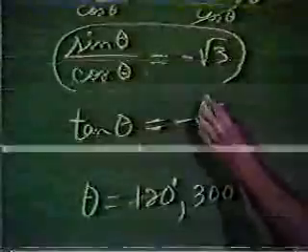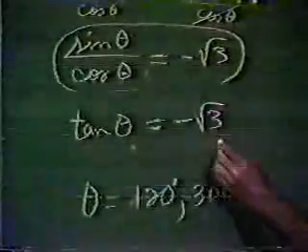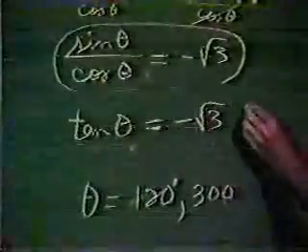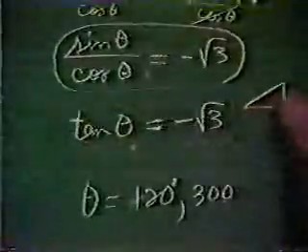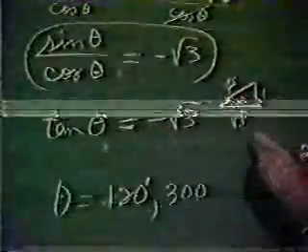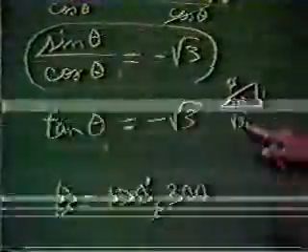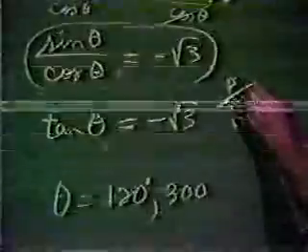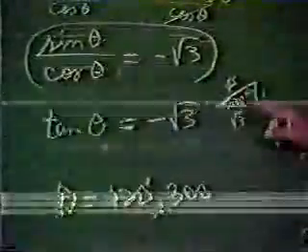What do we say? We say what angle has a tangent of the square root of 3? Well, again, drawing the triangles. The tangent of 30 degrees is 1 over the square root of 3. That's not it. Tangent of 60 degrees is the square root of 3 over 1, side opposite over the side adjacent. So 60 degrees is the angle.